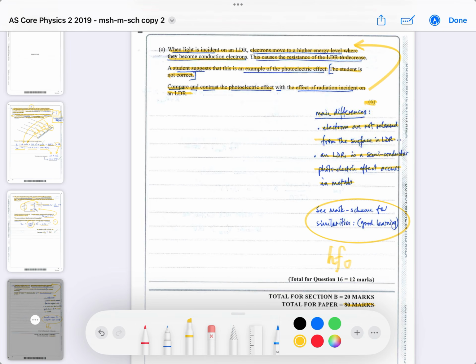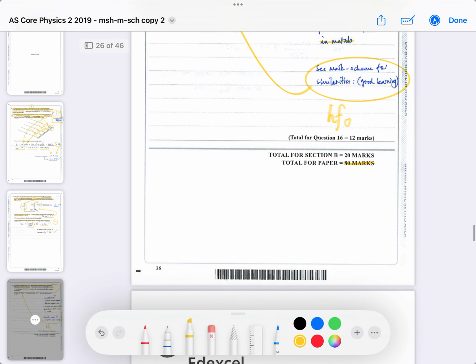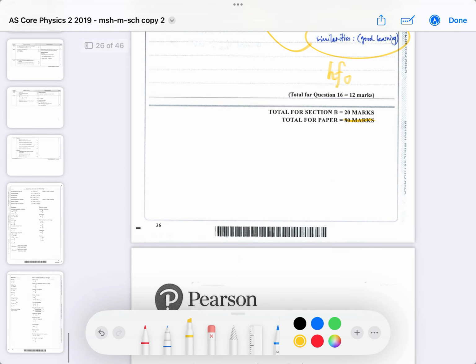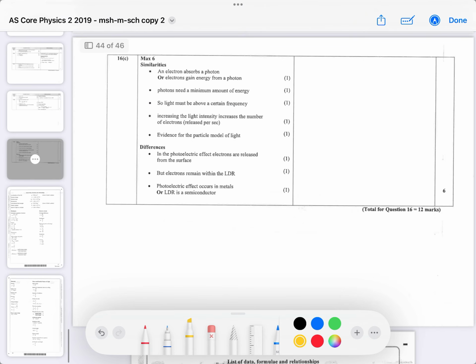So we talk about the differences. You also have to talk about the similarities to be able to compare and contrast, as it says in the question. So we're going to go straight to the mark scheme and have a look at what they accept here for the answers in this question. So you don't have to take my word for it.